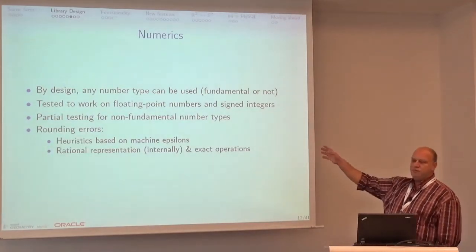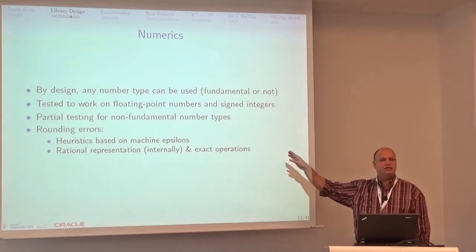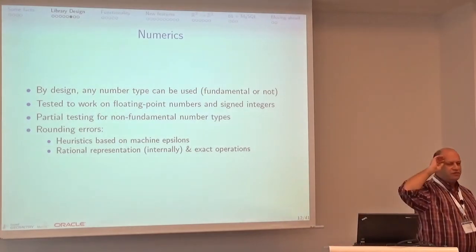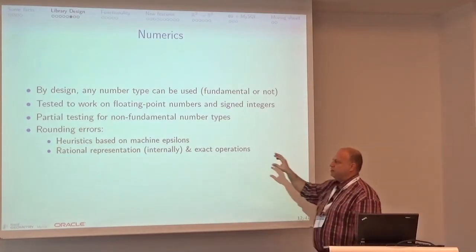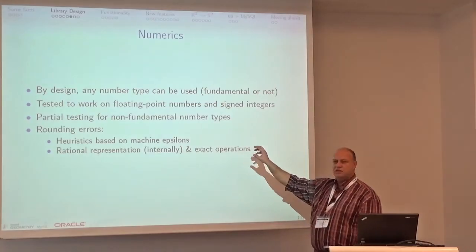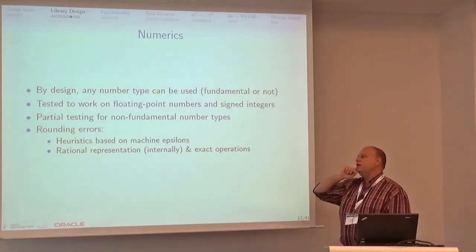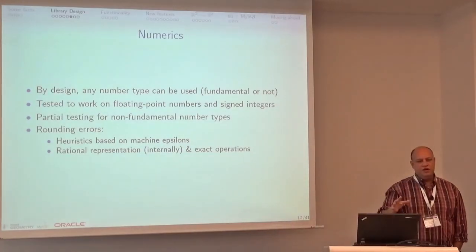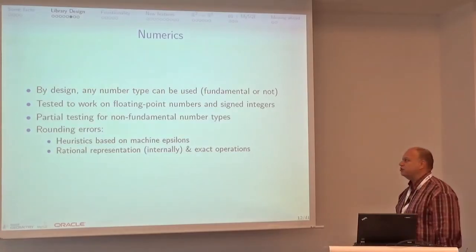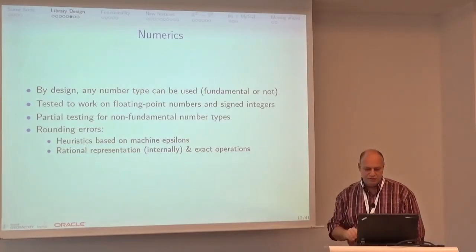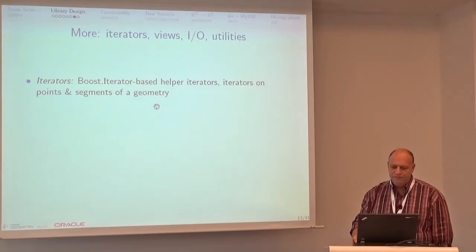This is a talk by itself, so I'm not going to go into details at all about it. How you deal with rounding errors is a huge, huge issue. But the way that we're doing it right now is based on some heuristics and machine epsilons. And there's also some way of transforming floating point numbers to rationals and then using the rational representation and doing exact operations. So what else do we have?